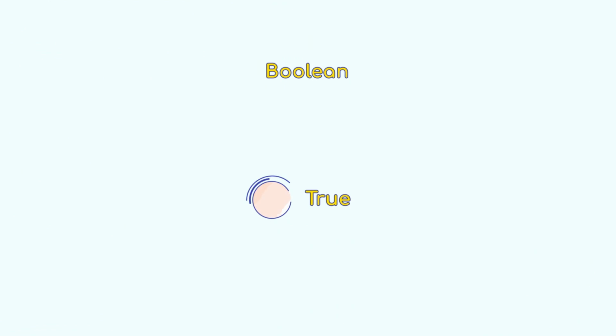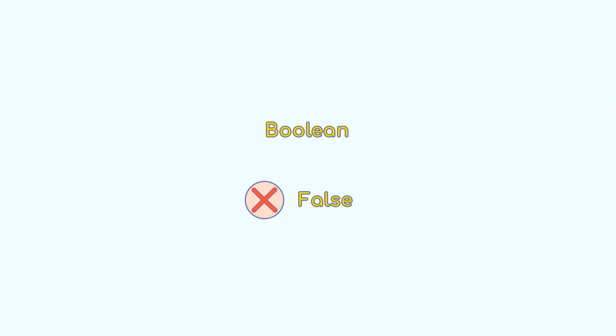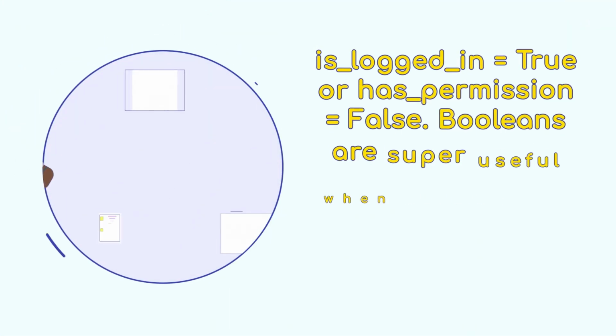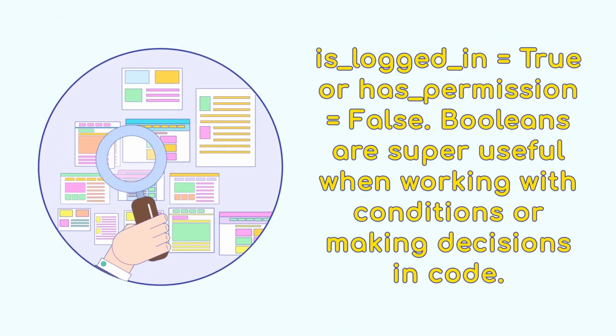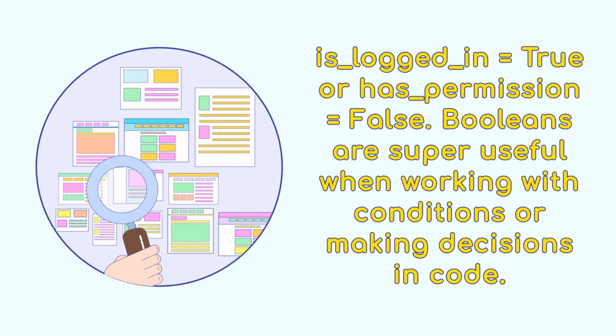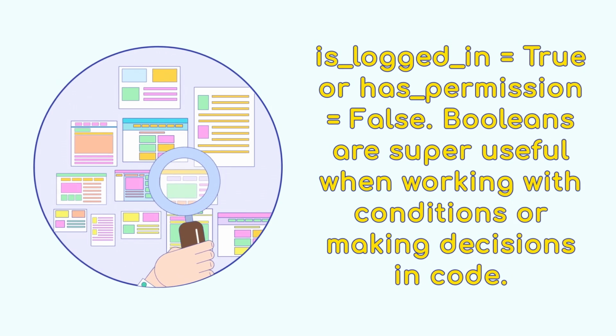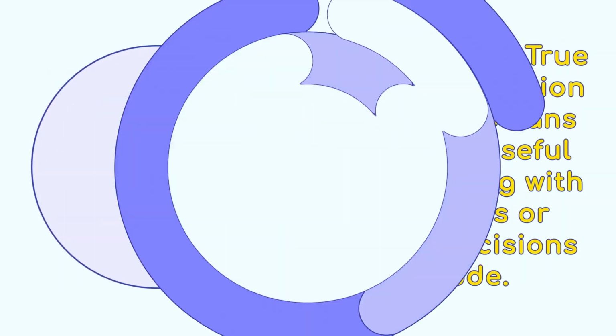Next up is booleans, or bool for short. Booleans have only two values, True or False. Think of booleans as simple yes or no answers in your code. For example, is_logged_in = True, or has_permission = False. Booleans are super useful when working with conditions or making decisions in code, like checking if a user has access to a page or if a product is in stock.